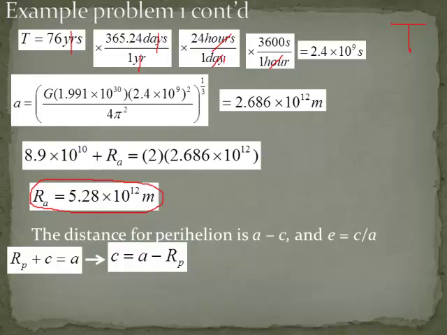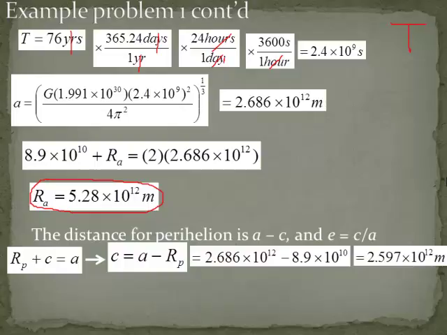So if you solve that expression for C, you get A minus RP is equal to C. You can plug in your numbers. So we got A already, and the problem gives us RP. So we get that C is equal to 2.597 times 10 to the 12 meters.